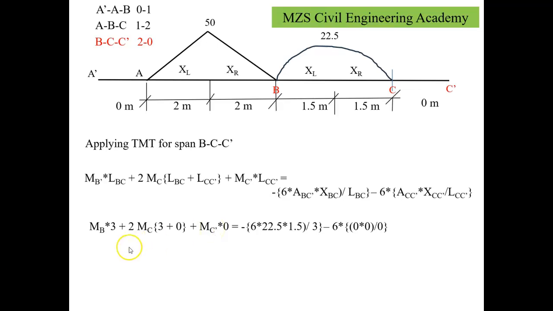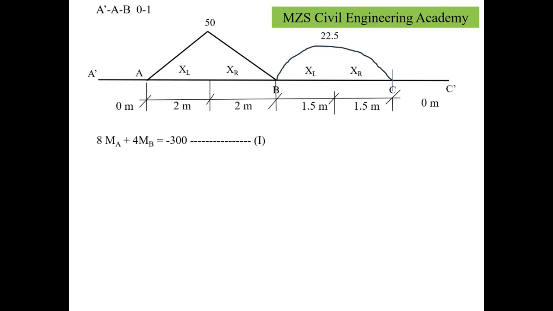Since it's a 0 span, the moment will become 0, the area will become 0, and the length will become 0. So we will get a relation: 3 times Mb plus 2Mc in bracket 3 plus 0, plus Mc into 0 because the length of the span is 0, minus 6 into 22.5 into 1.5 divided by 3 for the span BC, minus 6 into 0 because the 0th span was considered. That's why we get the relation 3Mb plus 6Mc minus 67.5. This is our third equation.